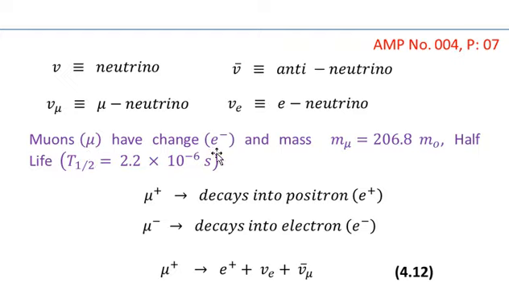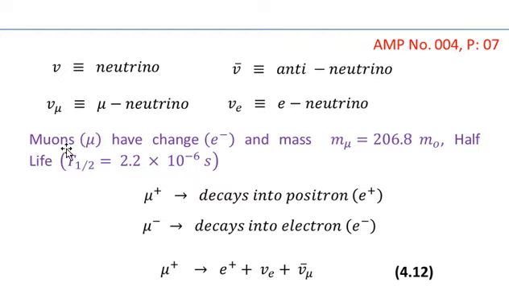Muons mu have charge equal to that of the charge of the electron, and the mass of mu is equal to 206.8 times the mass of the electron, with a half-life of 2.2 times 10 to the power minus 6 second. So this is the mu we are talking about, because this mu will be used in the process which we call muons or muonic atoms or muon atoms.